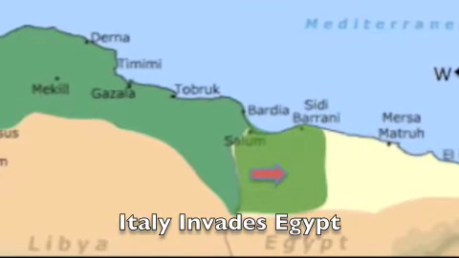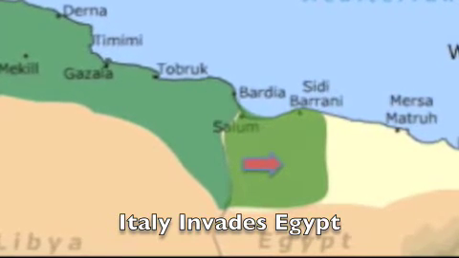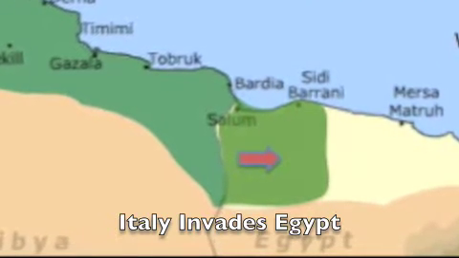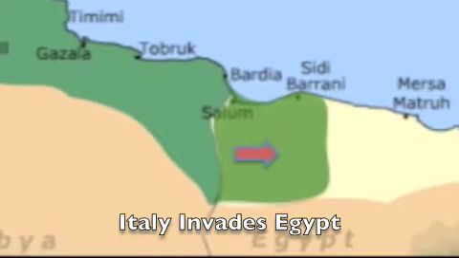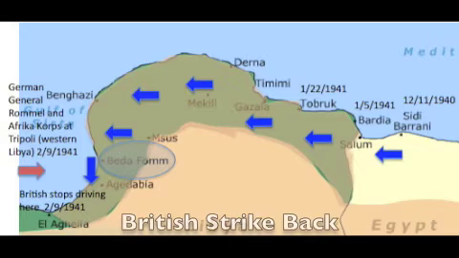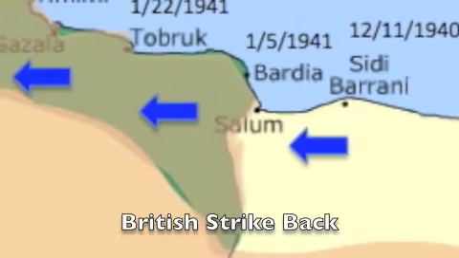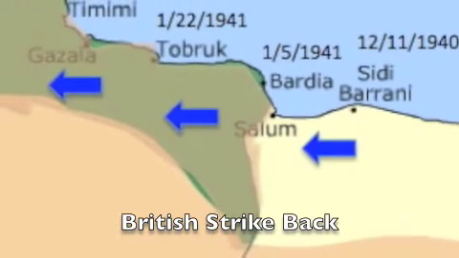So on September 13, 1940, Italy invades Egypt from Cyrenaica, Libya. By September 16th, they pushed 60 miles from Cyrenaica into Sidi Barrani. Then the British strike back. On December 9, 1940, the British attack the Axis, and 2 days later they gain back Sidi Barrani. Then they drive west into Axis territories.